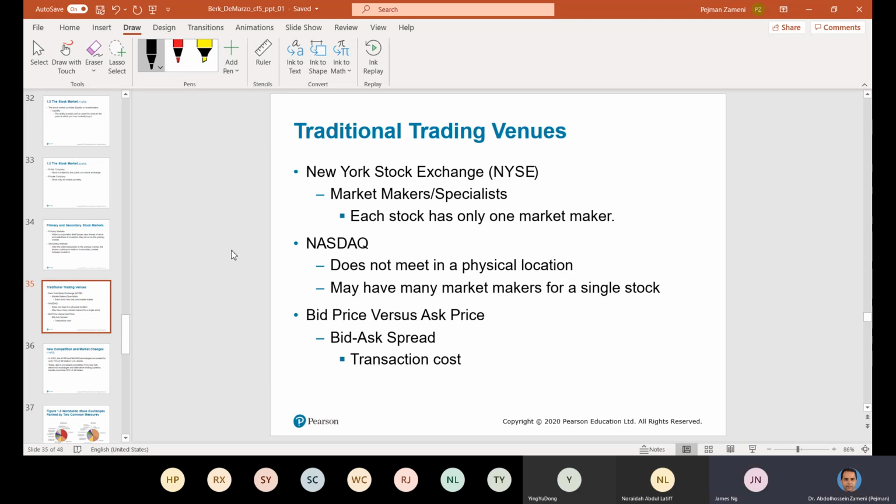Bid price versus ask price. Bid price is the buy price, and ask price is the sell price. Okay, which one is higher?